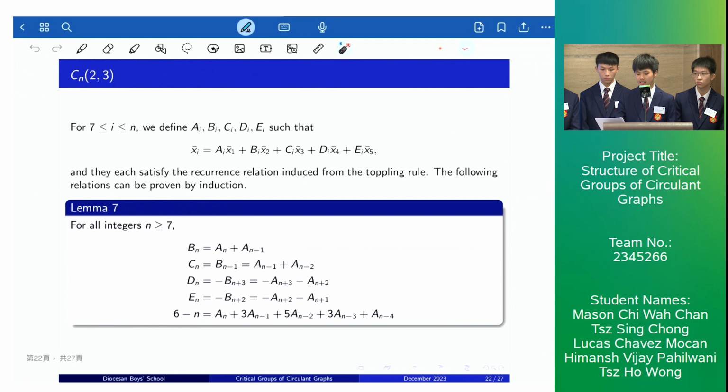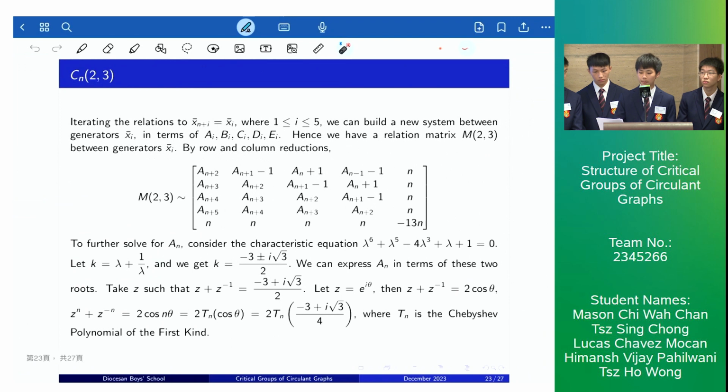Lemma 7 shows this linear combination where all integers larger than 7 can be expressed by these equations. It can be proved by using induction. Using such relations, we can build a relation matrix M_23 between the generators and reduce it to the one as shown. On the other hand, making use of the two kinds of Chebyshev polynomials, we were able to express a_n in terms of integers S_n, T_n, U_n, and V_n, the real and imaginary parts of the Chebyshev polynomials.